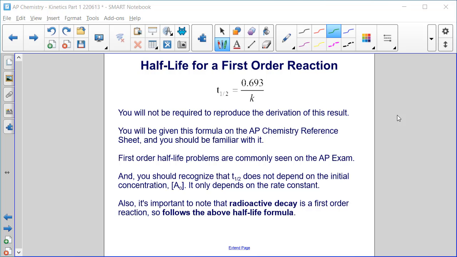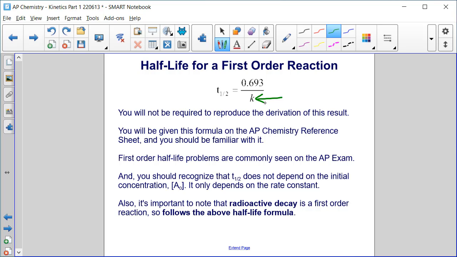You will not be required to reproduce the derivation of this result. You will be given this formula on the AP chemistry reference sheet, and you should be familiar with it. First order half-life problems are commonly seen on the AP exam, and you should recognize here that the half-life does not depend on the initial concentration. It only depends on the rate constant k.